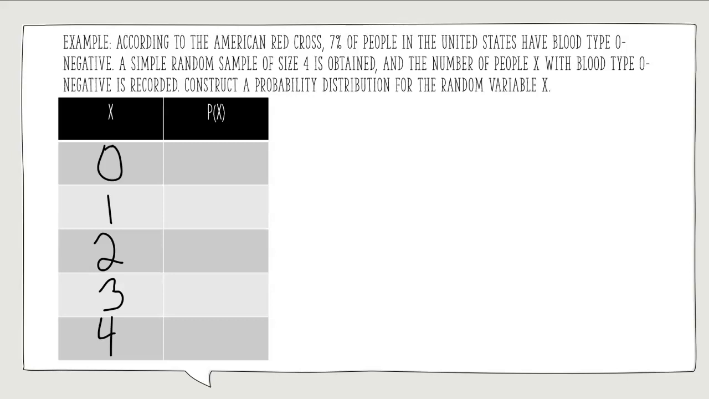So we select 4 people, and we want to know how many of them have blood type O negative. What we want to do now is calculate the probability of each of these possible outcomes. This is the probability that none of them would be blood type O negative, this is what 1 of them would be, 2 of them would be, 3 of them would be, or 4 of them would be. So we're going to start by calculating the probability for 0.